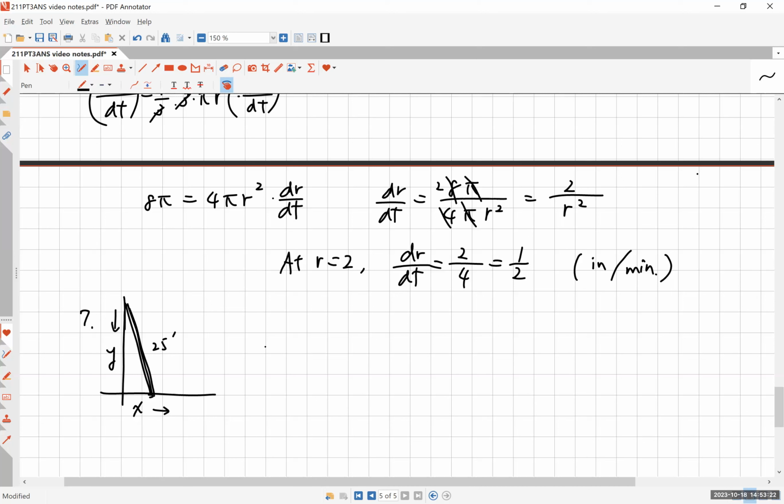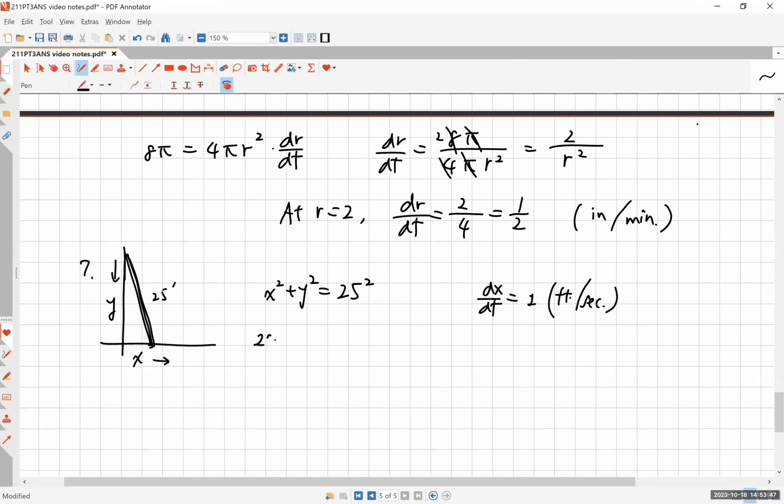All right. So what do we have? x squared plus y squared is equal to 25 squared. Okay, that's just the Pythagorean theorem. We are told that dx/dt, this is the rate at which x is increasing, is 1 foot per second. Now with that, we are supposed to find dy/dt.